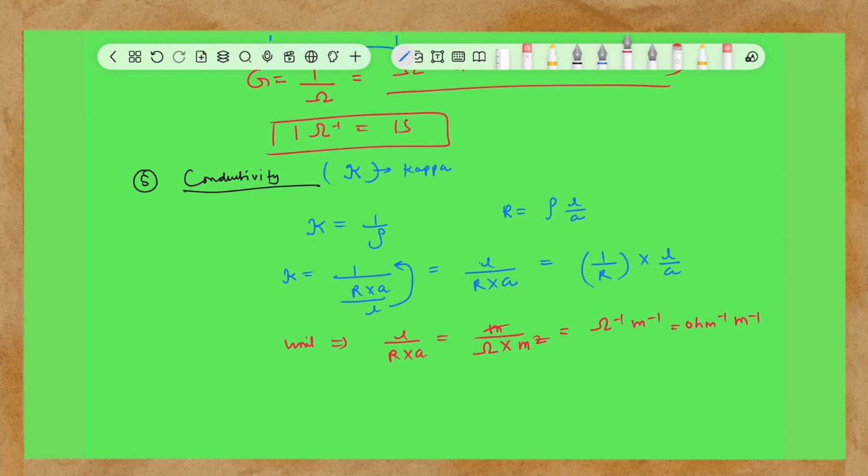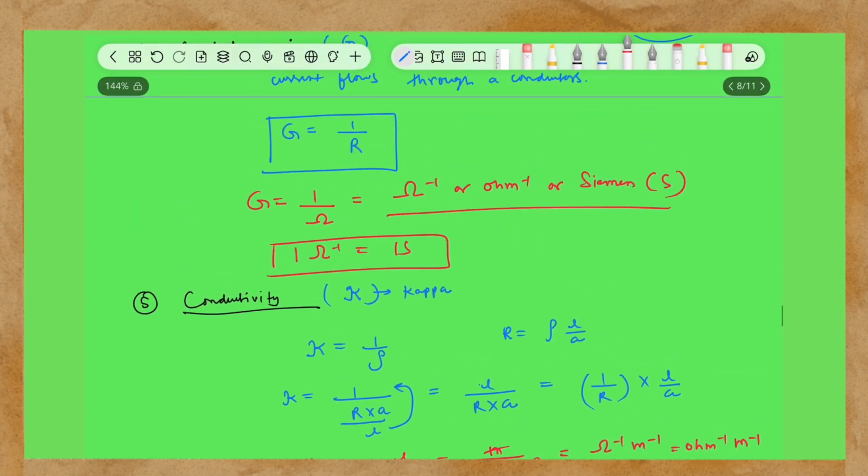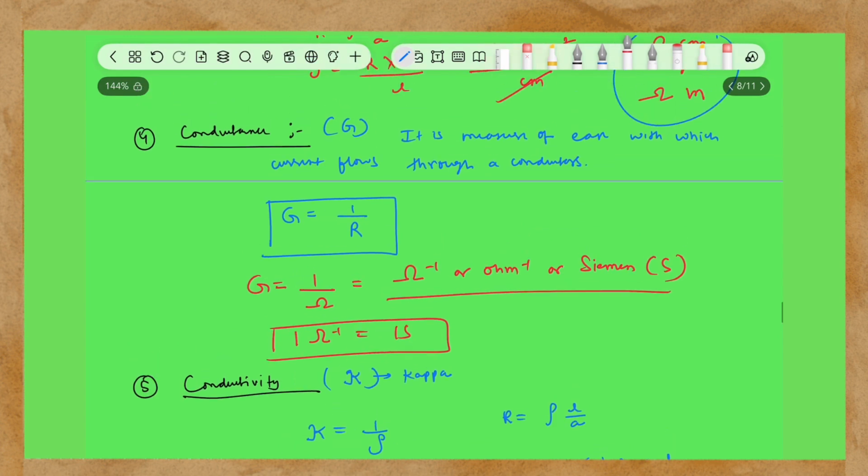You also have to understand one concept, that is per ohm. We can also write it as per mho. Resistance is in ohm, so we can also change it as mho. We read it in reverse, then we will get mho.